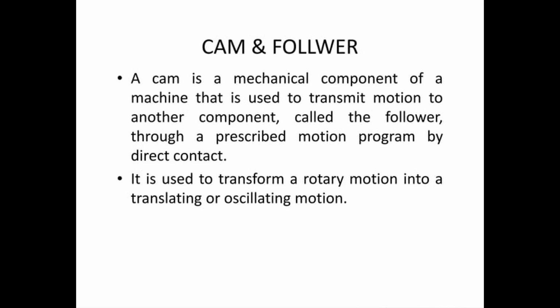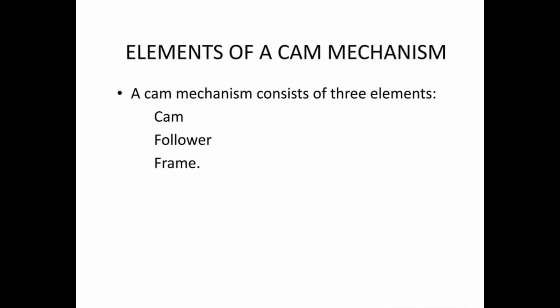A cam is a mechanical component of a machine that is used for transmitting motion to another component, which we call a follower, with a prescribed motion by direct contact. It is used to transform a rotary motion into translating or oscillating motion. The cam and follower always have a line contact and they constitute a higher pair. I am stressing that they constitute a higher pair.